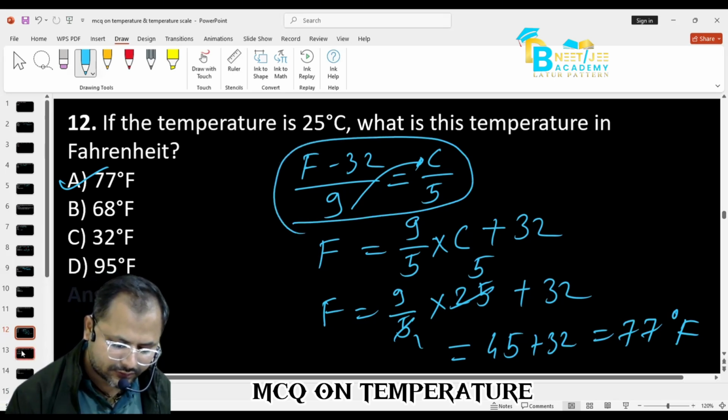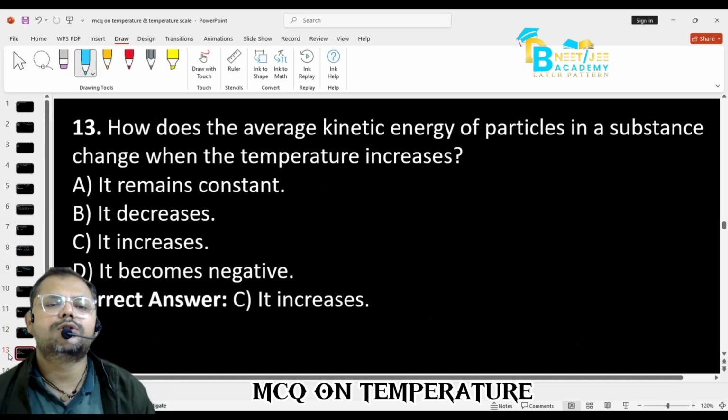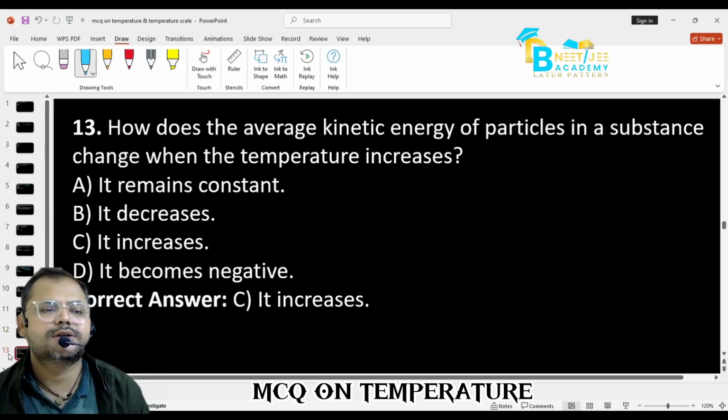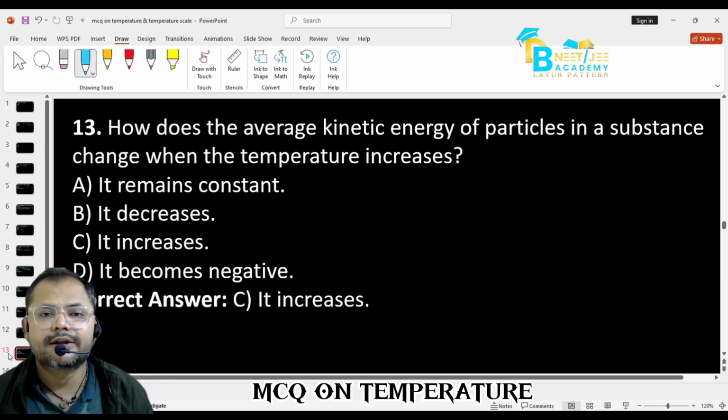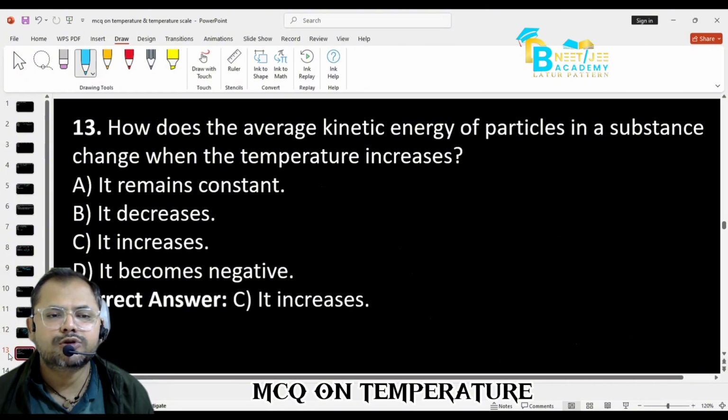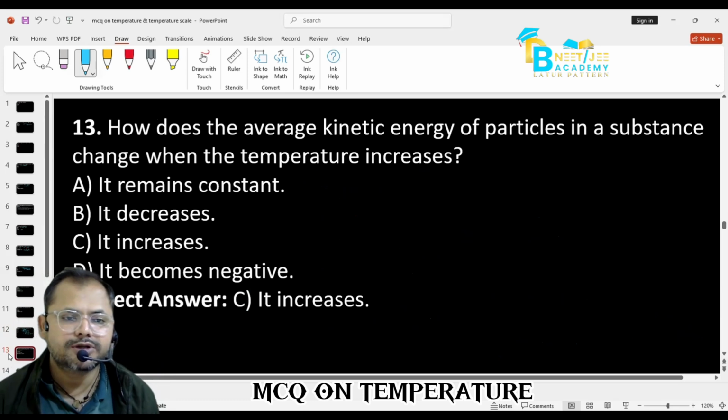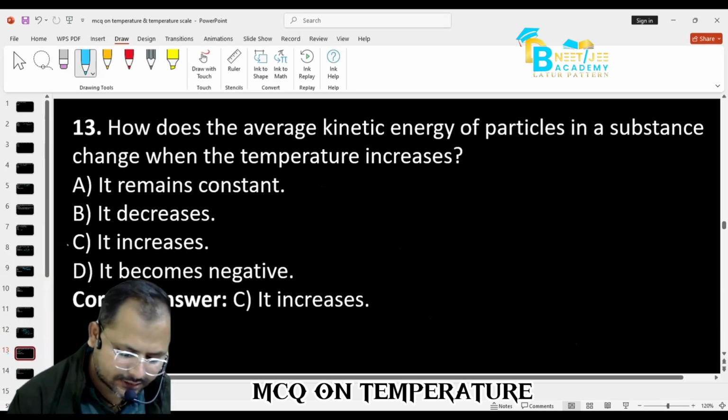Next question. How does the average kinetic energy of particles in a substance change when the temperature increases? When the temperature increases, the kinetic energy of particles increases. Temperature is directly proportional to the kinetic energy of particles. So when temperature increases, the kinetic energy of particles also increases. Option C is the correct answer.